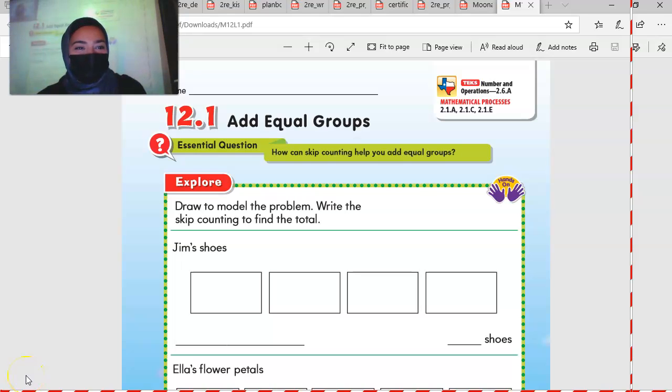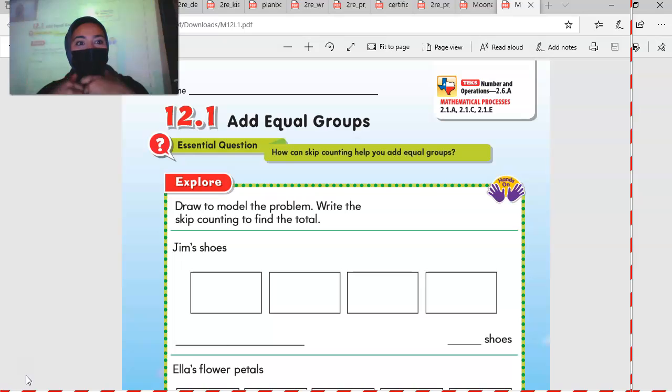Finally, we're done with counting money. Now we are shifting our gear to multiplication. So now what we're going to be learning mostly about is adding equal groups. We're understanding first what multiplication is. Multiplication means adding equal groups.